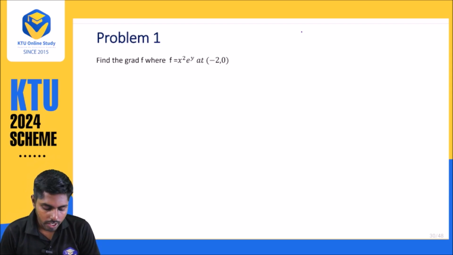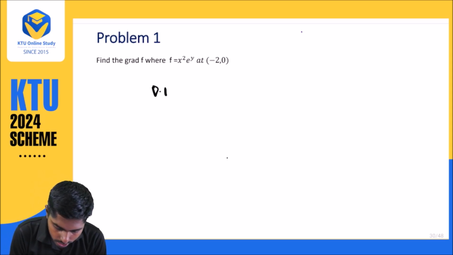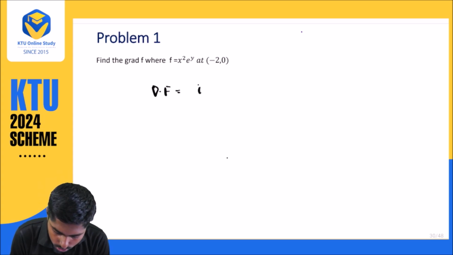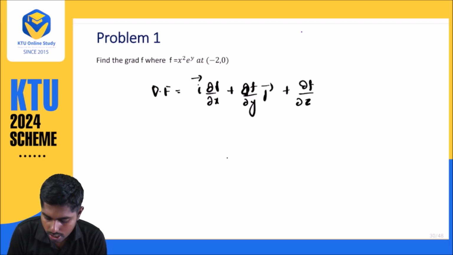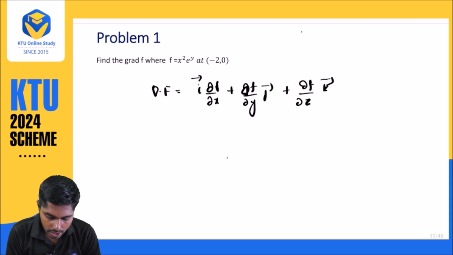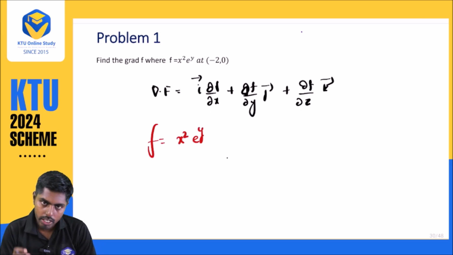So what have they asked? Find grad f. What is grad f? We know it is del f, that is i vector dou f by dou x plus j vector dou f by dou y plus k vector dou f by dou z. So this is the thing we know, del applied to f. What function have they given? f is equal to x square e power of y.